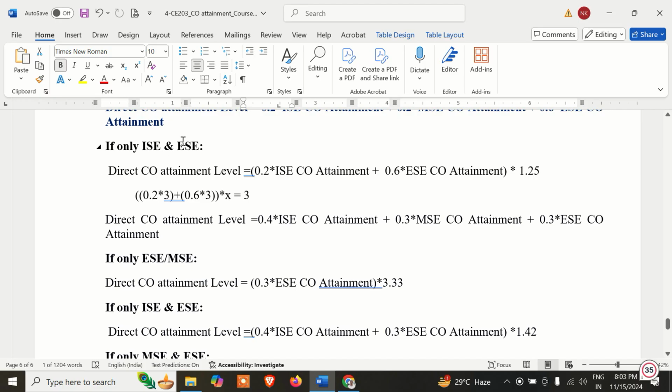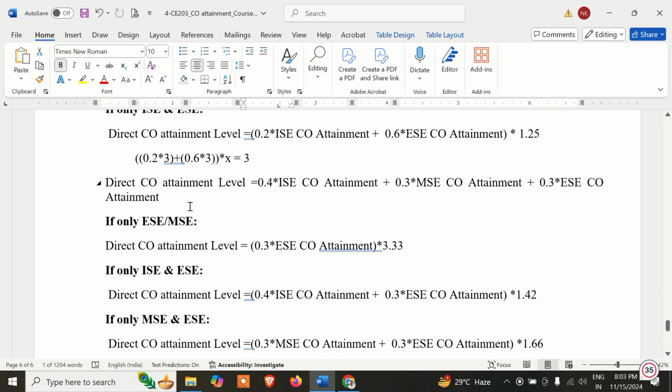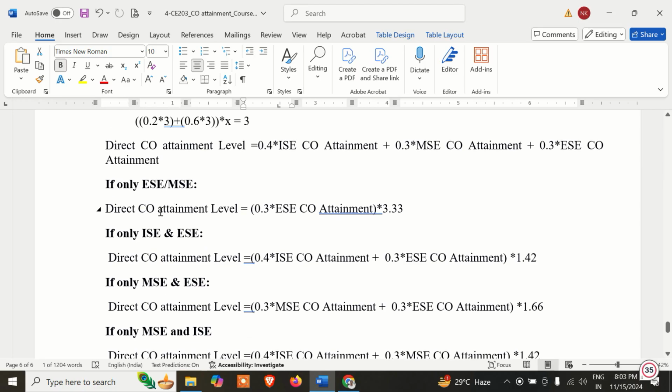However, if you are doing only ISC and ESC, then your multiplication factor may be different. For example, if you have taken only 2 evaluation systems, with no mid-semester exam, and you are giving a weightage of only 20% to ISC and 60% to ESC, then you'll have to scale it. That means you have to calculate the X factor, which turns out to be 1.25 in this case.